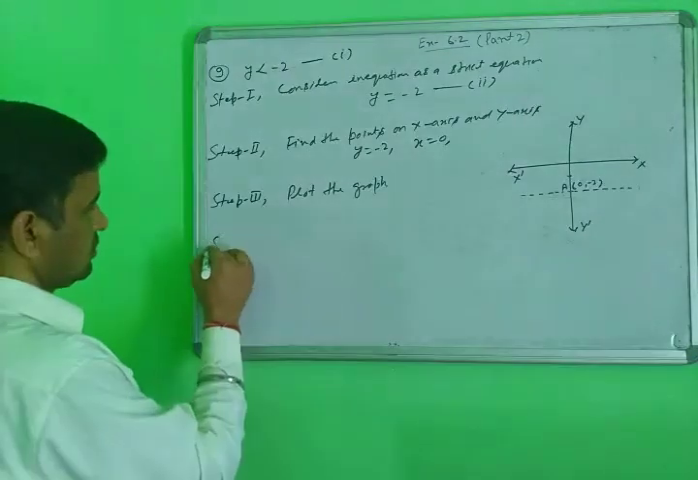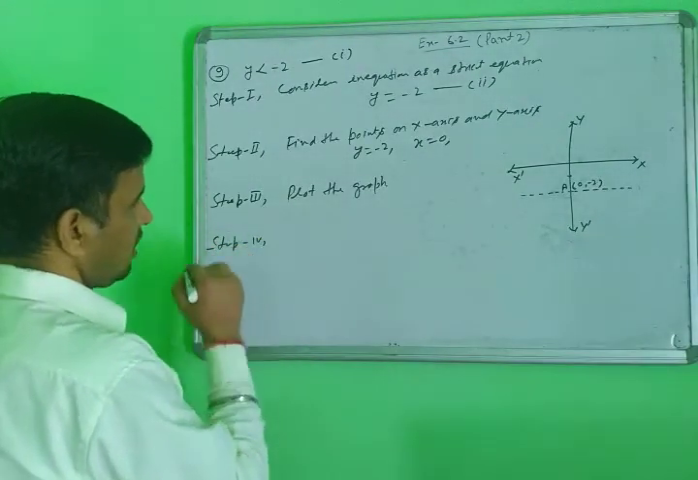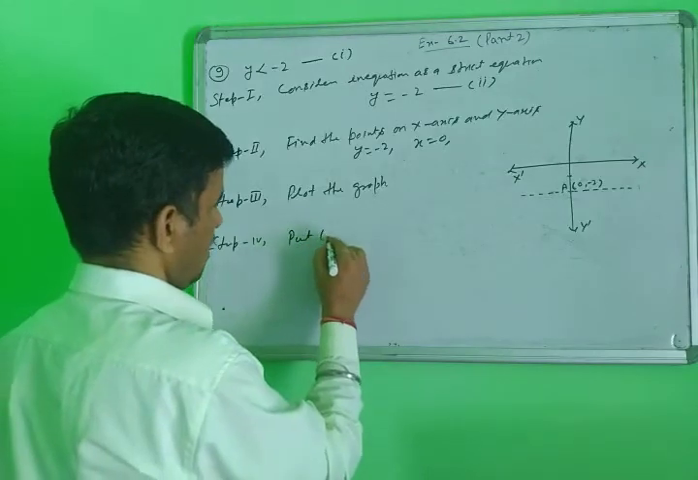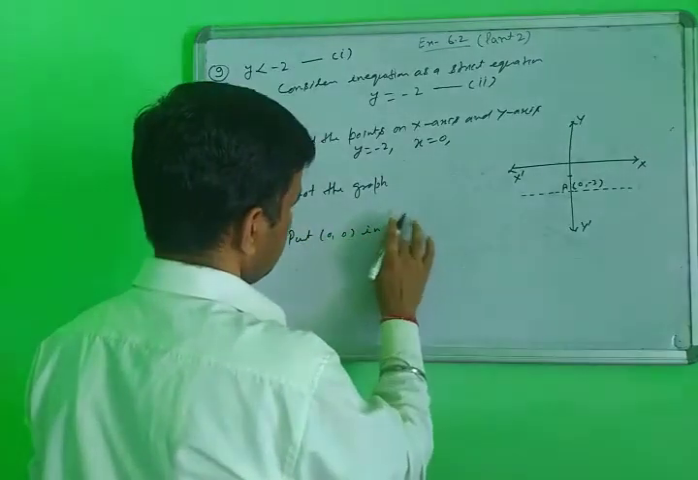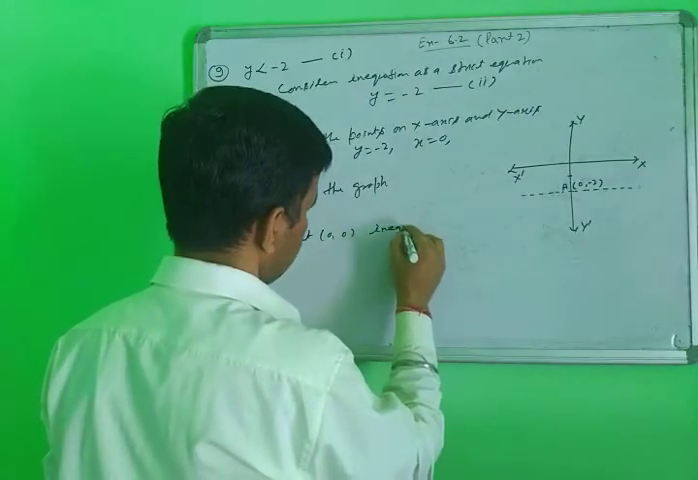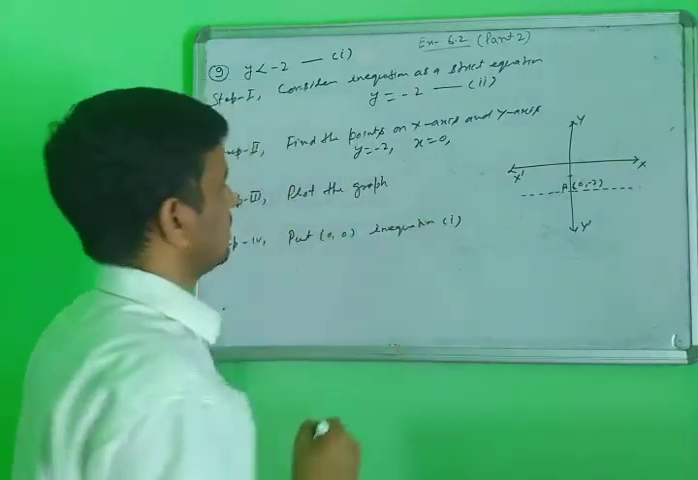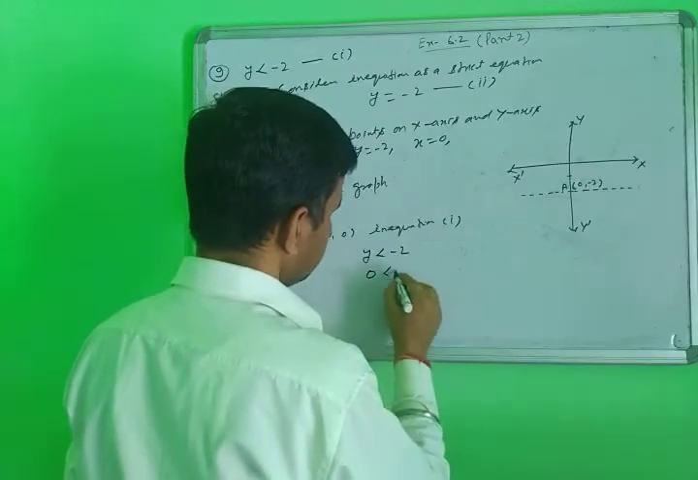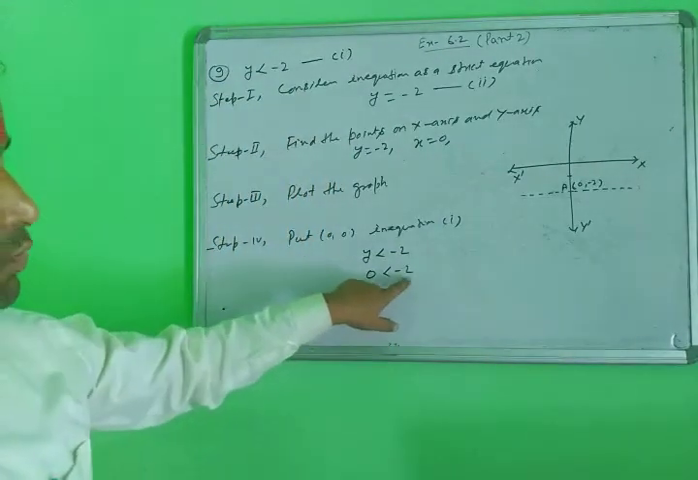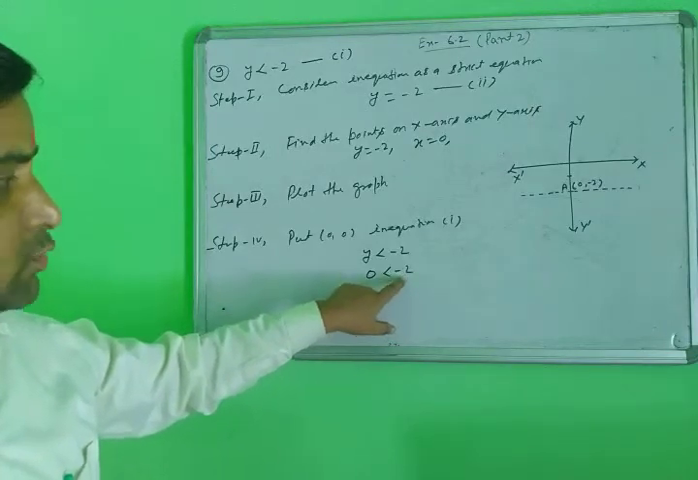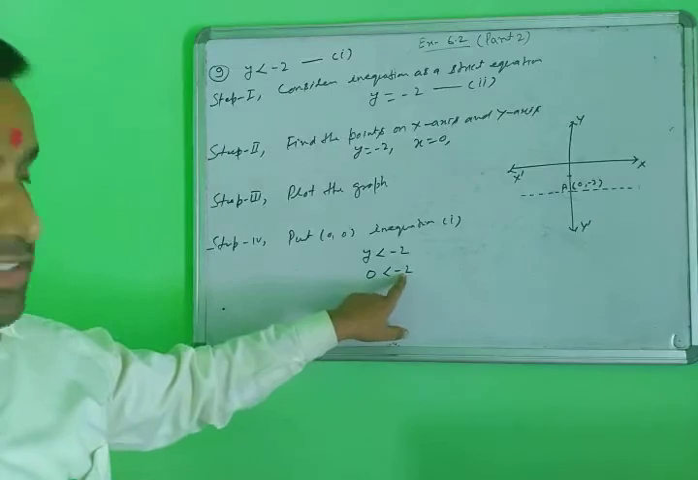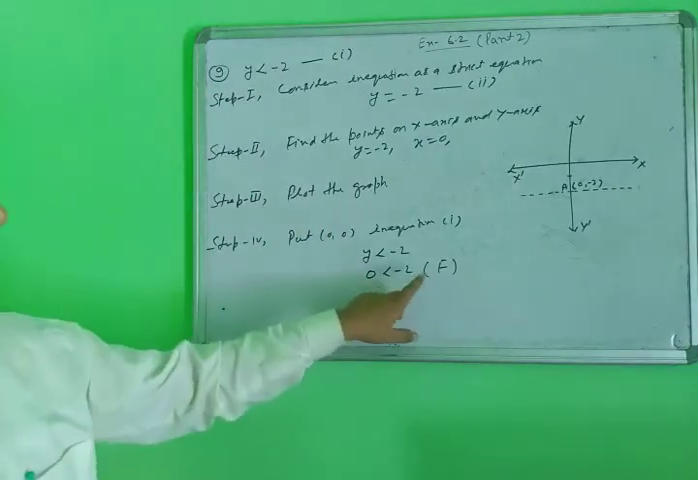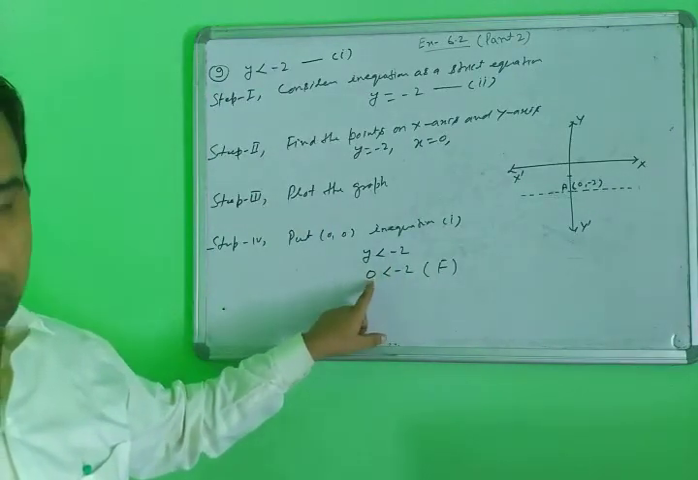After that, step 4th. Put 0, 0 in the inequation. Here in the equation you have y minus 2. When you put 0, your result comes minus 2. Now you check whether this result is true or false. Is 0 greater than minus 2, or is minus 2 greater than 0? This is false. Minus 2 is less than 0. So you can say the result here is false, because minus 2 is always less than 0.